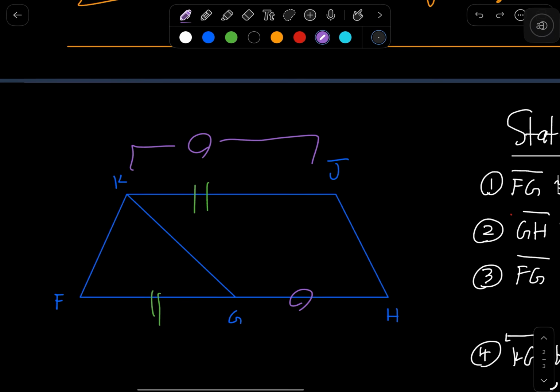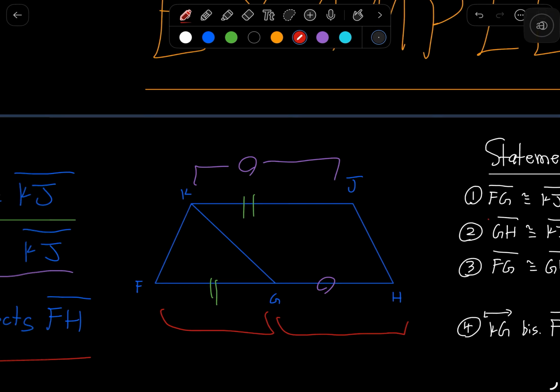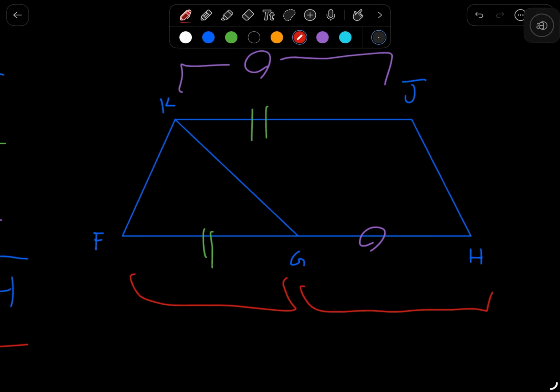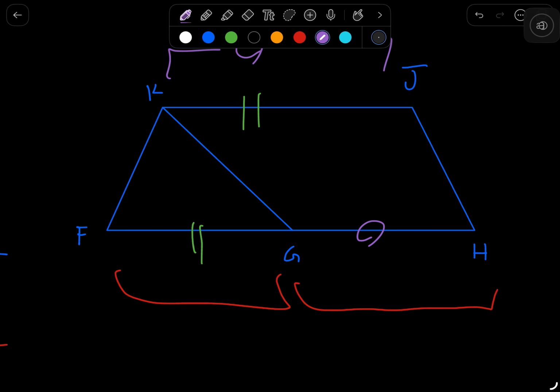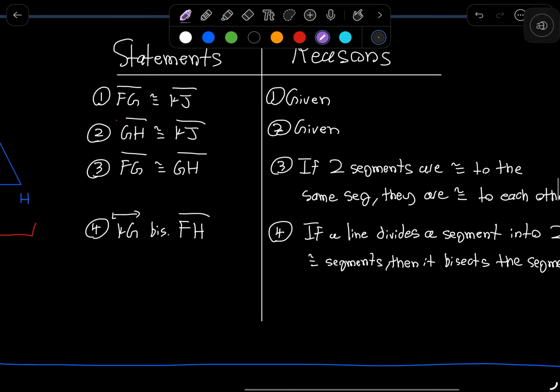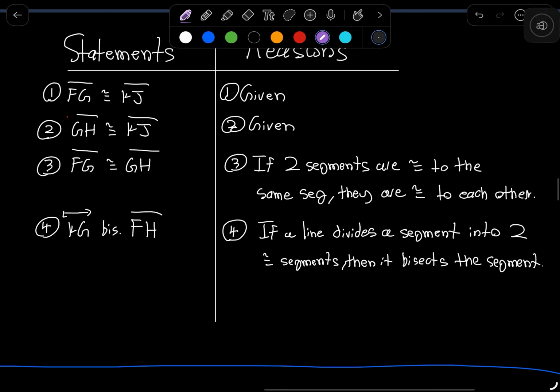And of course, now that we've proven that FG and GH are congruent to each other, we can jump right on to the last step, which is that FH is bisected. We've proven that they're congruent to each other, which means they're being divided in half by this line here. So use that definition of a bisector, which we learned previously: if a line divides a segment into two congruent segments, it bisects the segment.